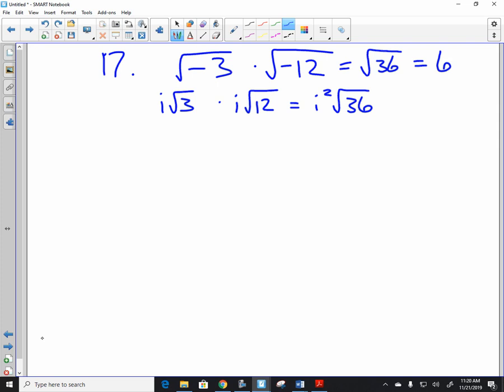i squared is negative 1, and the square root of 36 is 6. So notice in one situation I come up with positive 6. That's incorrect. The other way I come up with negative 6. So make sure that you simplify it with the imaginary portion out front first. That'll produce a different result.